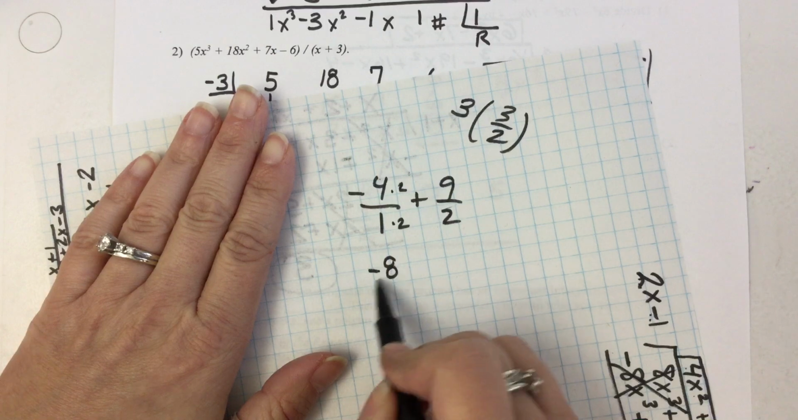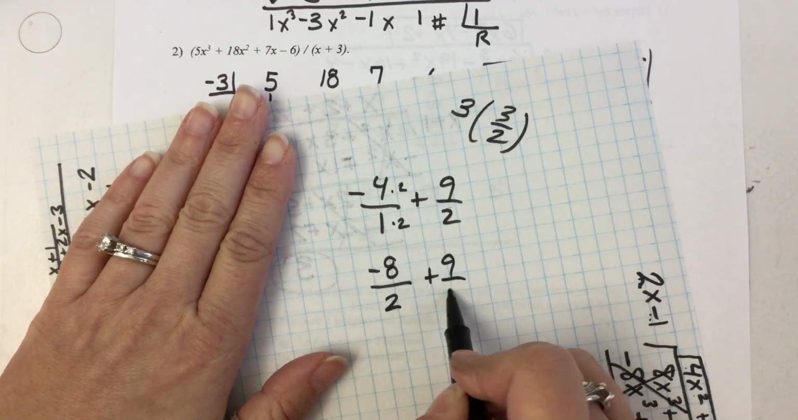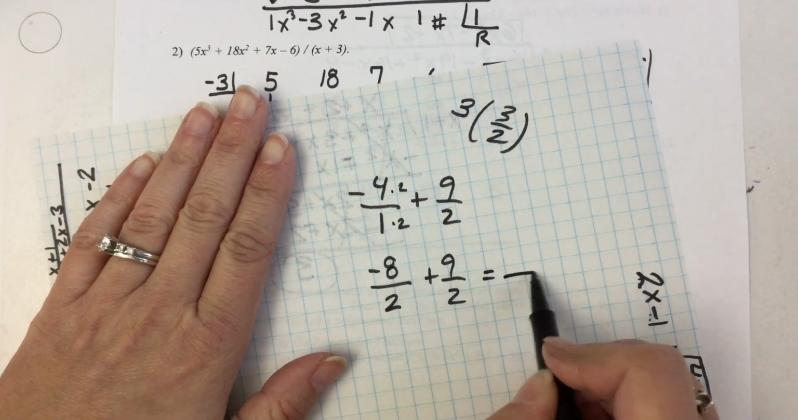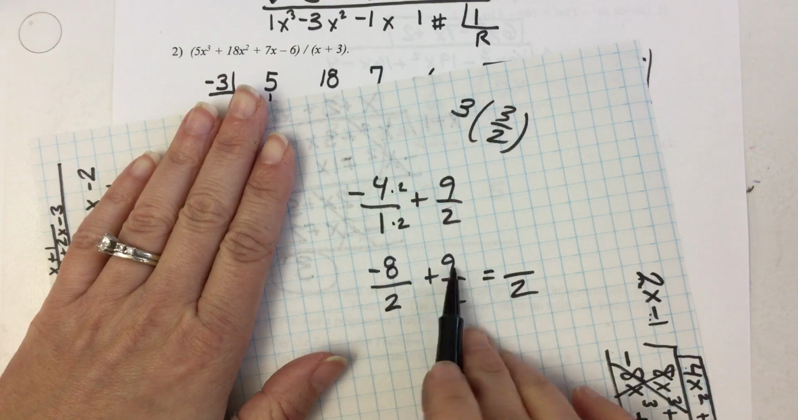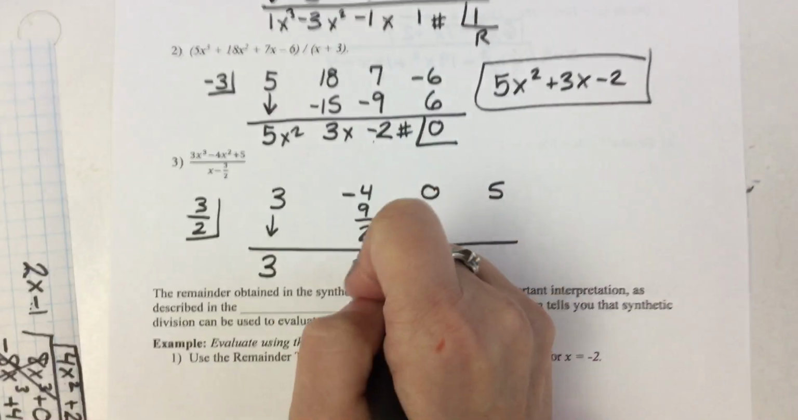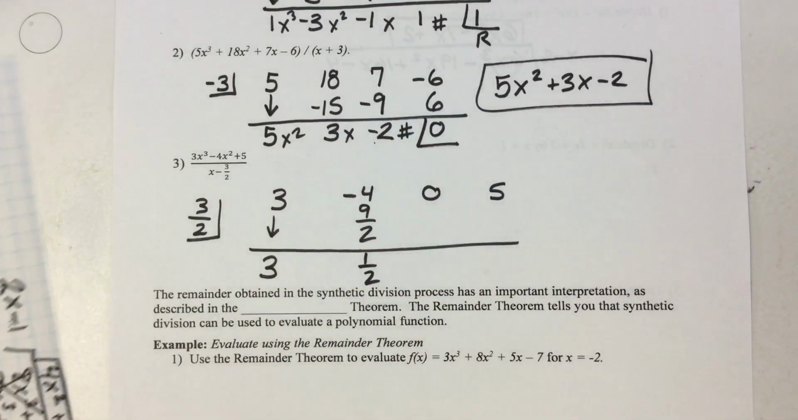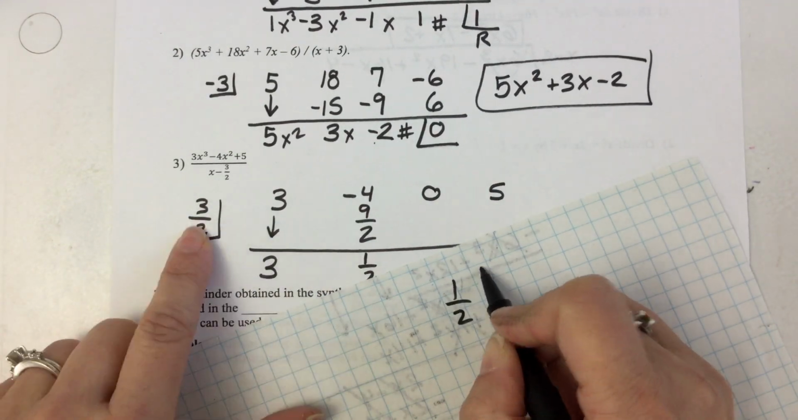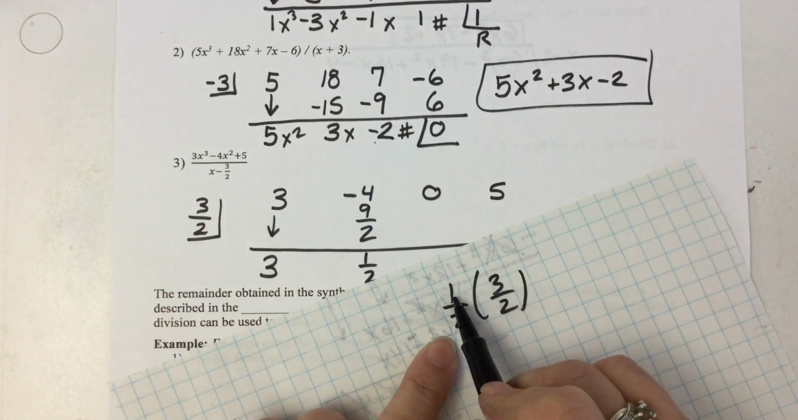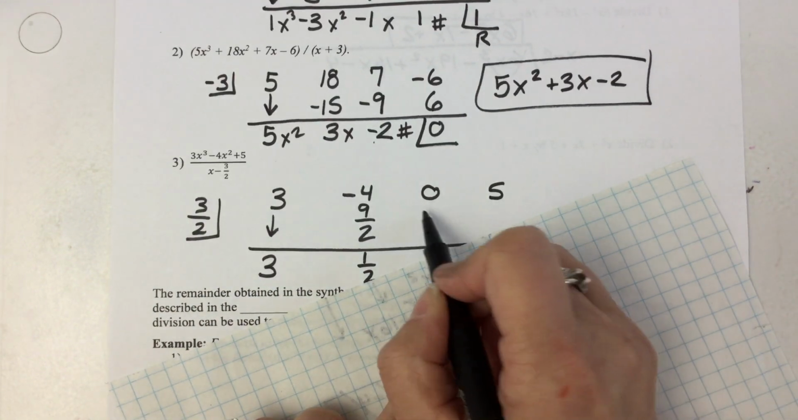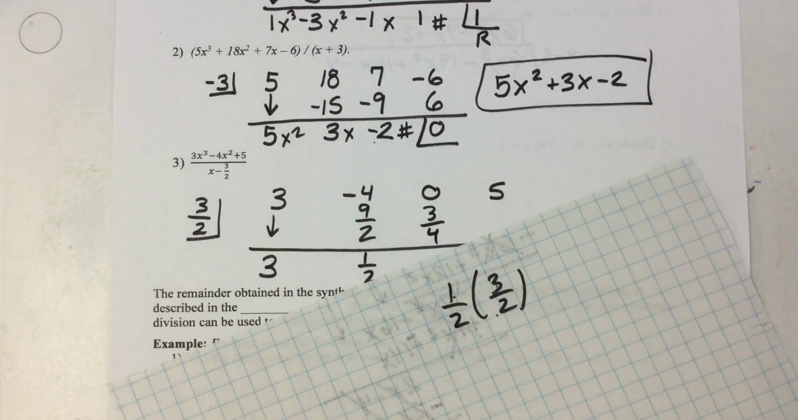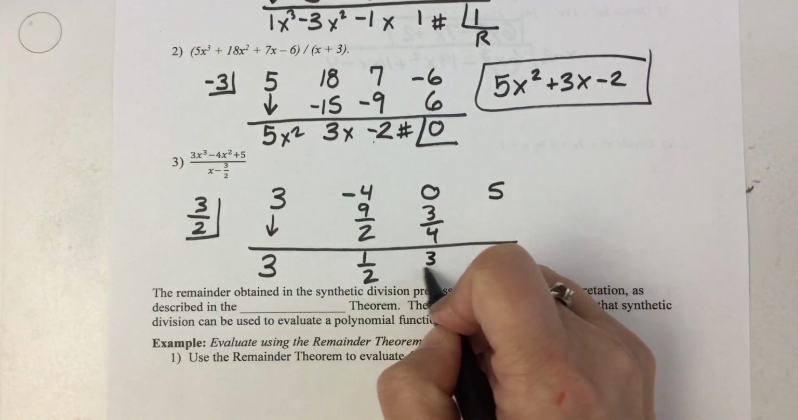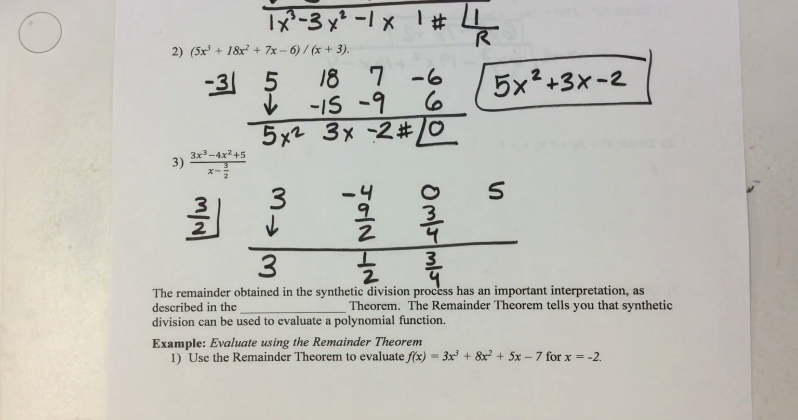So I need to make this negative 8 halves plus 9 halves. My common denominator is 2. Negative 8 plus 9 is 1, so this is 1 half. If I'm multiplying, I am taking 1 half times 3 halves. Top times top, bottom times bottom. This would be 3/4. 0 plus 3/4 is 3/4.